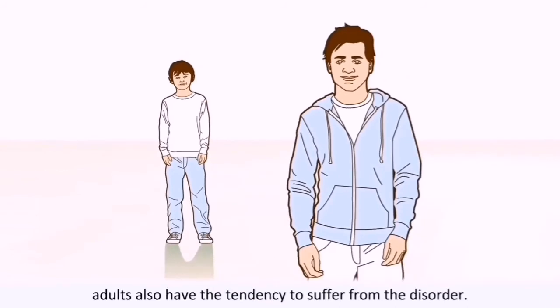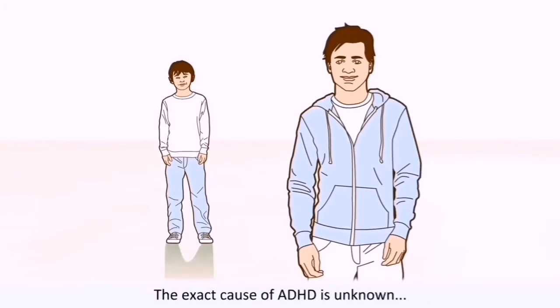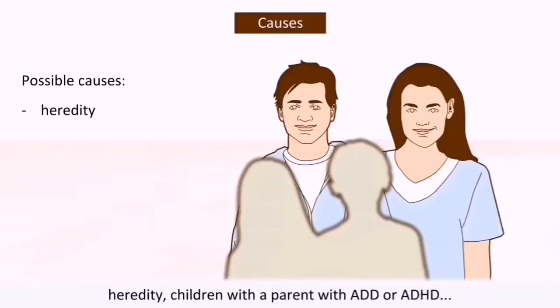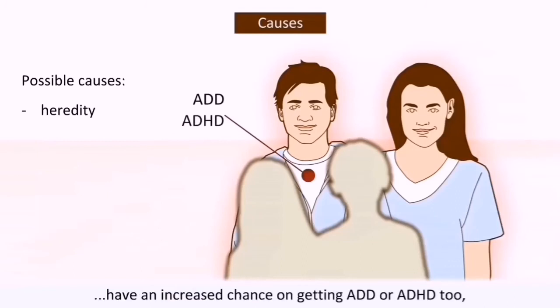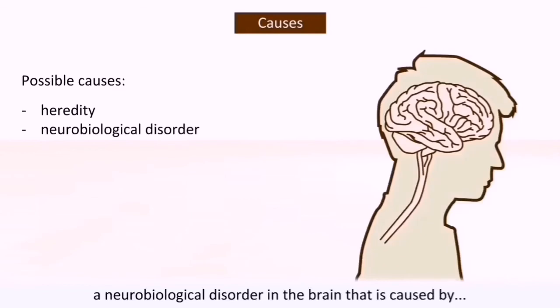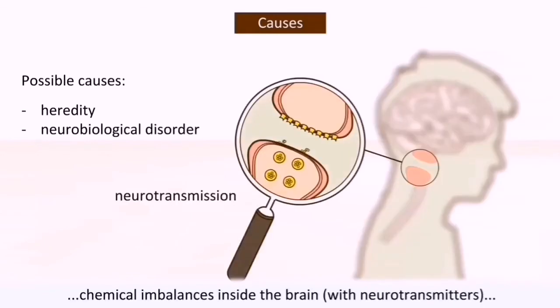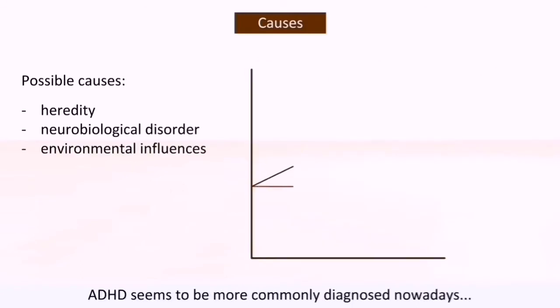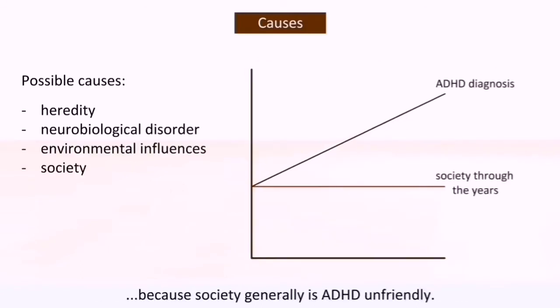The exact cause of ADHD is unknown, but there are 3 factors related to its occurrence. They are heredity. Children with a parent with ADD or ADHD have an increased chance of getting ADD or ADHD too. A neurobiological disorder in the brain that is caused by chemical imbalances inside the brain with neurotransmitters, and environmental influences. ADHD seems to be more commonly diagnosed nowadays because society generally is ADHD unfriendly.